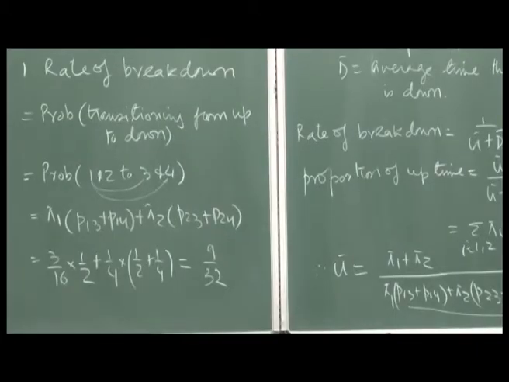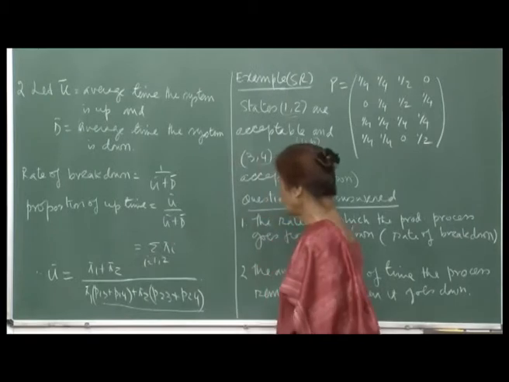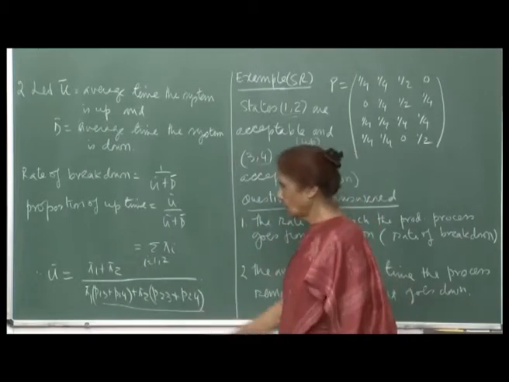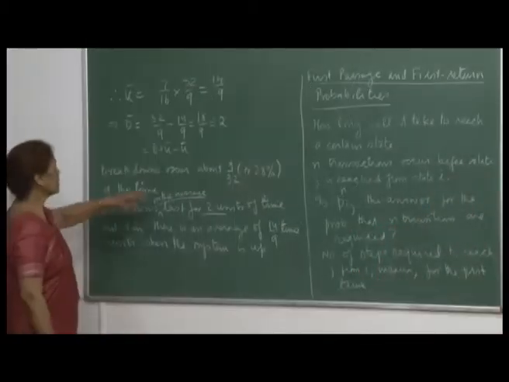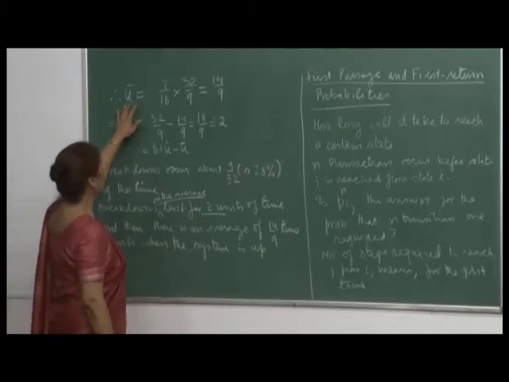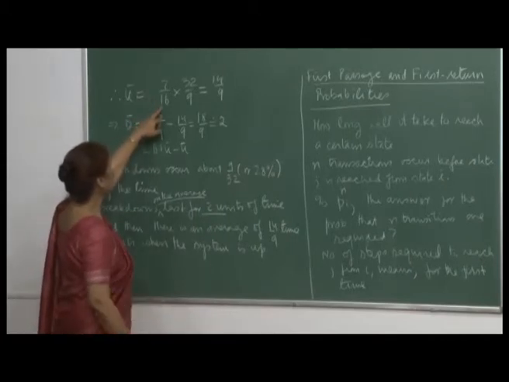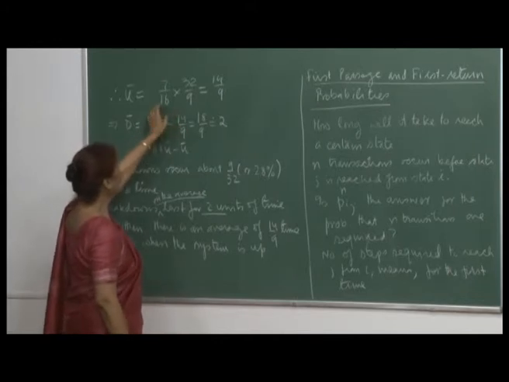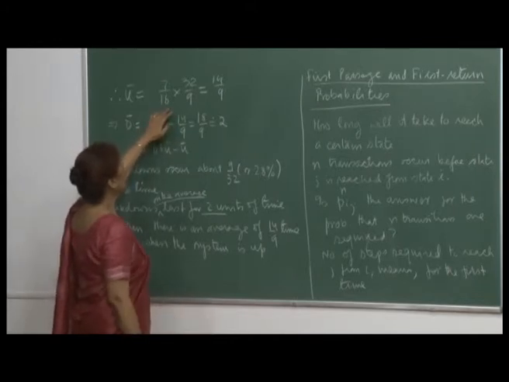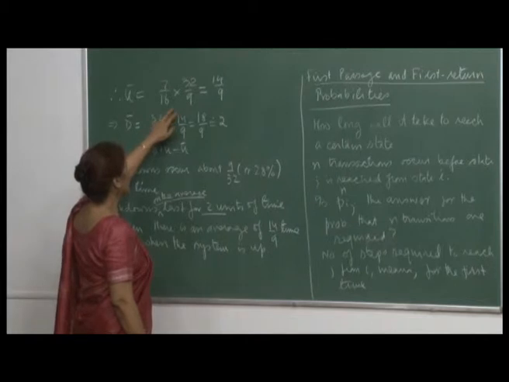And so, this gives you your u bar, and then we compute d bar, and we will continue with the exercise. So, therefore, we saw that u bar will turn out to be 7 by 16, which is pi 1 plus pi 2, divided by u bar plus d bar, which was your rate of breakdown. So, that was 9 by 32.